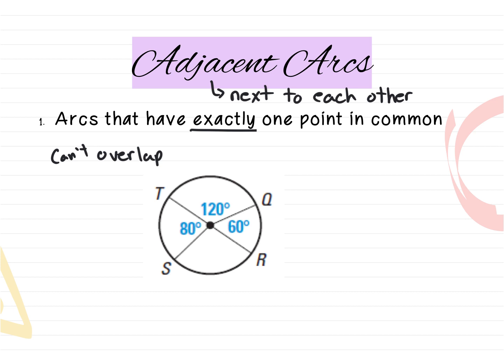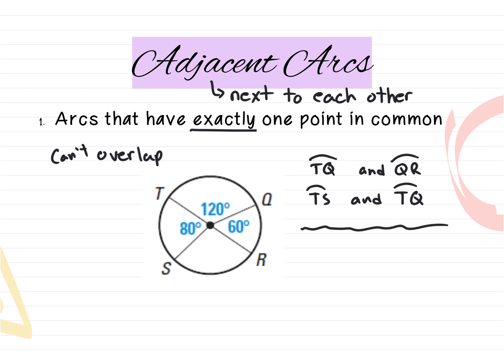So for example, arc TQ and arc QR are adjacent. So is arc TS, for example, and arc TQ. The key part is that they must be adjacent. So for example, if we have arc RQ and ST, those two arcs are not adjacent because they must be next to each other, okay? So these two are not adjacent.